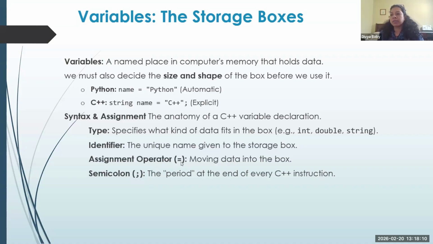Then you assign a value to it. The equal to symbol is called the assignment operator. Using this assignment operator, you move the data into the box. Whatever you put on the right, in this example the string C++, will be moved into the variable named name. And you end it with a semicolon. Every statement in C++ has to end with a semicolon.